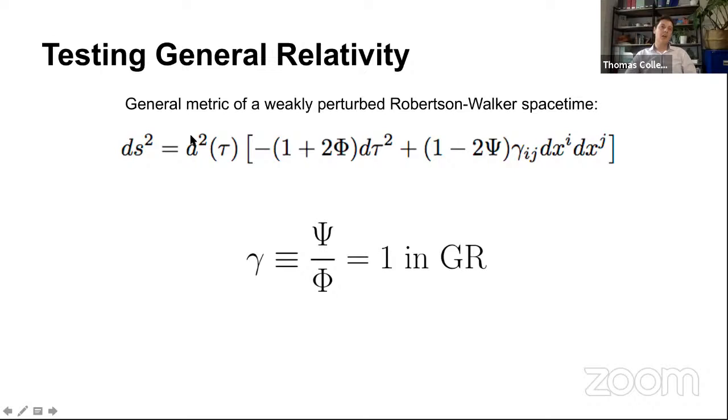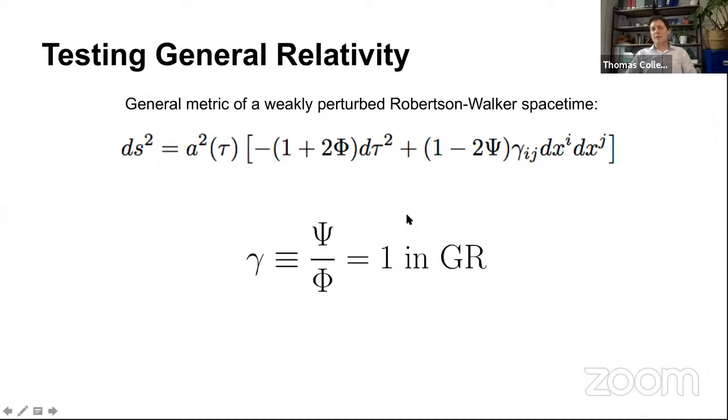So if you write down the most general metric of a weakly perturbed Robertson-Walker spacetime, this is another one of those ugly equations, but basically all you need to know in here is your differential line element. You've got your expanding universe scale factor, and you've got 2 potentials in here, one that goes into the time-like part of the metric and one that goes into the space-like part of the metric. Now in GR, they're the same, and the ratio of them is this gamma parameter, but you can have other theories where they're not.